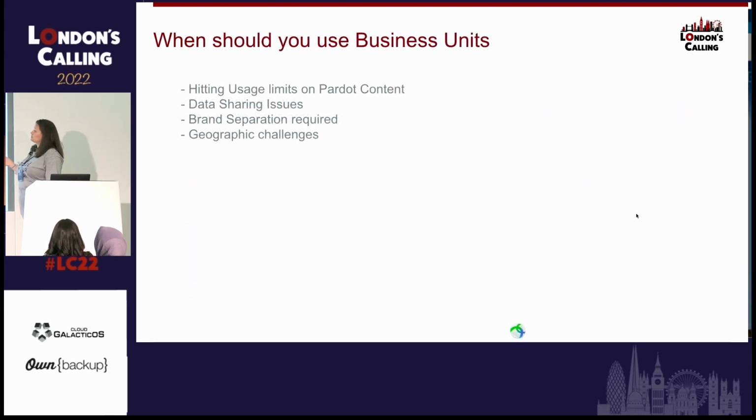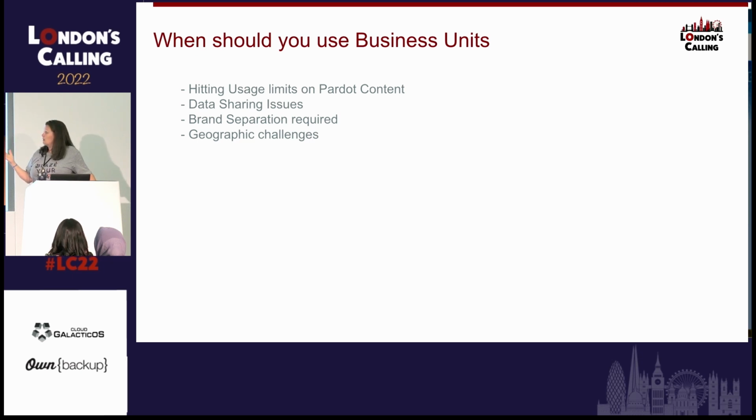When we're looking to use business units, there are many reasons why people look at using them, but the four main ones sit here. They're the real reasons when you should be using them, the times when you'll hit these limits. So there are four basics. We're talking about hitting usage limits on Pardot content. Within each Pardot instance, you have usage limits and content limits. They're all stored on your account setup page, and you can see the limits there.